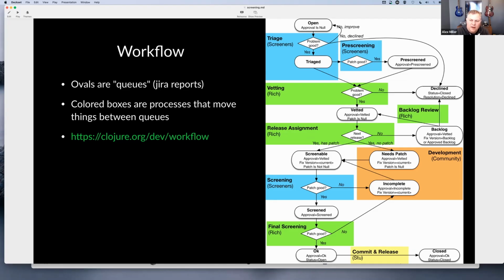Triage, it says here problem good, but I think I'd really say, is the report good? I really want to know, is this a good description of a problem that we could actually work on? It doesn't have to be a good problem, it just has to have good symptoms, basically. I've got some stuff on that later. We'll talk about that more.